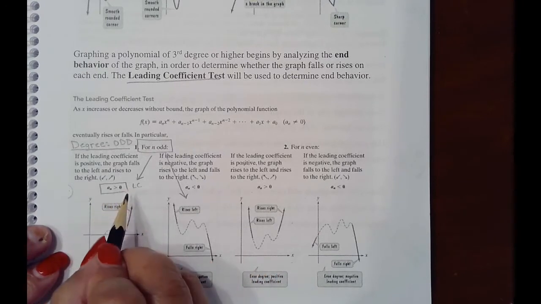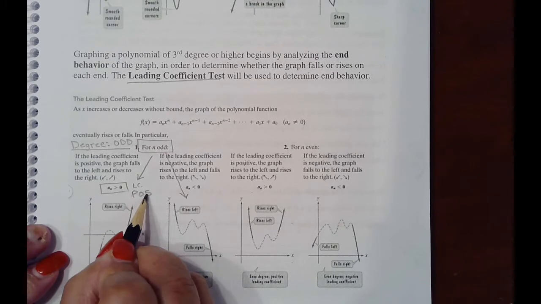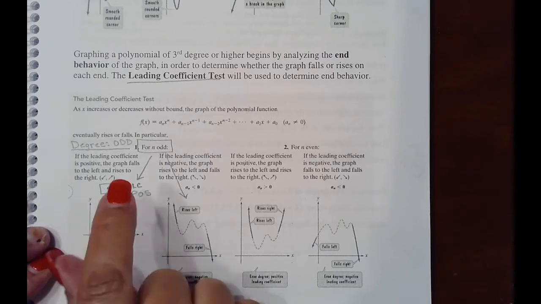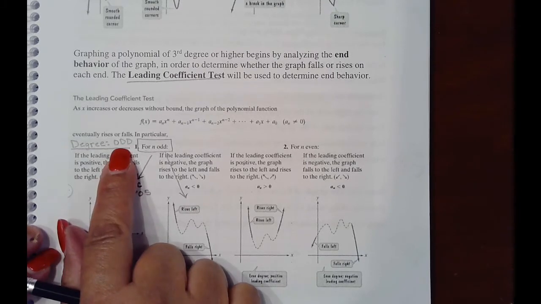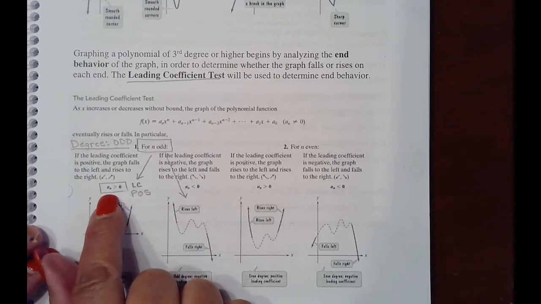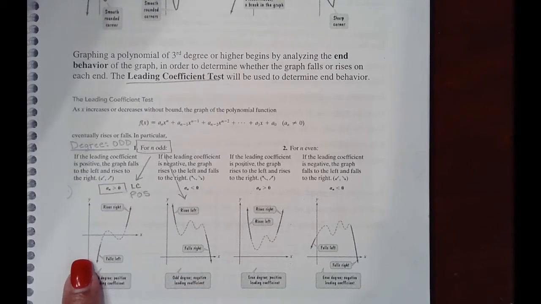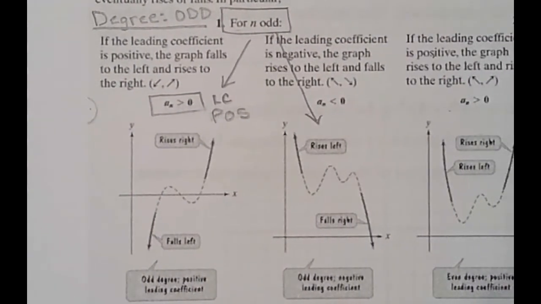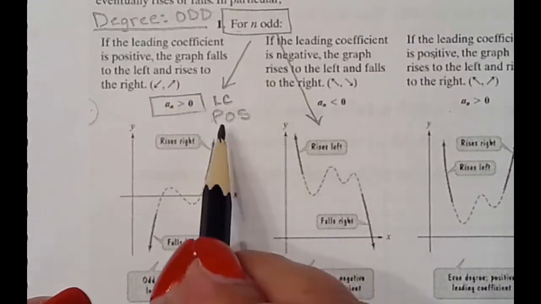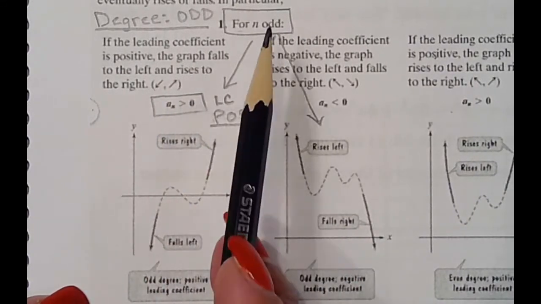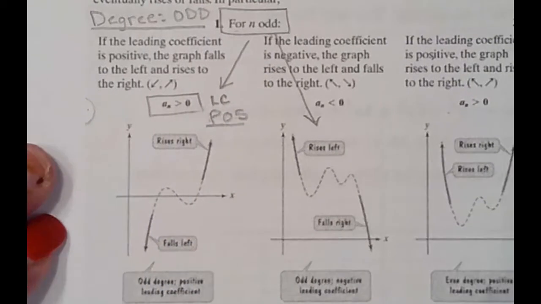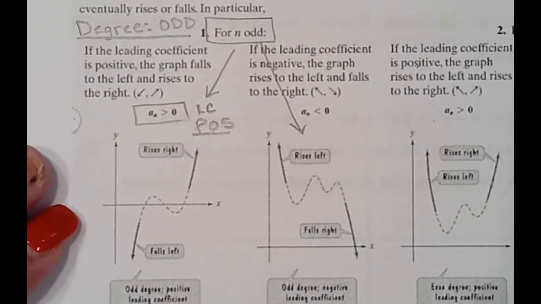So if the leading coefficient is positive, that'll just be the coefficient in front of the variable with the highest degree. So let's say the highest degree is odd, like x to the third degree, and the leading coefficient is positive. That's what it means for something to be greater than 0. So when you're in this situation, where the leading coefficient is positive and you're of odd degree, that means the right side goes up and the left side goes down. You're going to need to memorize these end behavior cases.